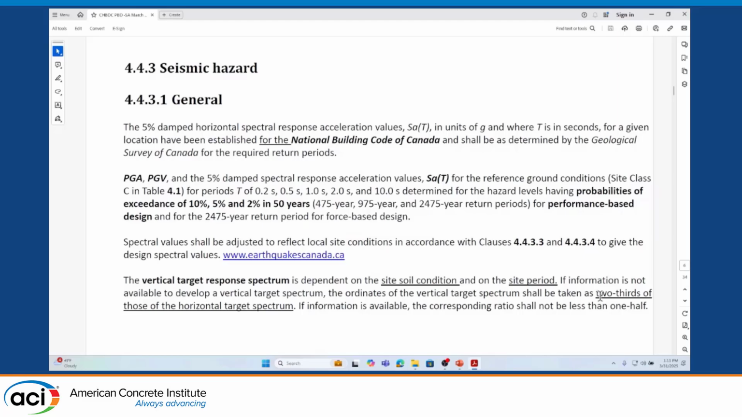In terms of the vertical target response spectrum, like many of the codes, it depends on the site condition and site period. If the information is not available for your vertical target response spectrum, you have to consider 2/3 of the horizontal spectrum, okay? And if the information is available, the ordinates that you take for your vertical target response spectrum should not be less than half of the horizontal spectrum.